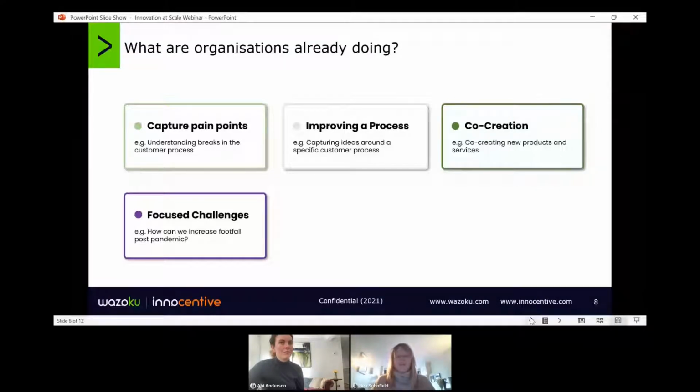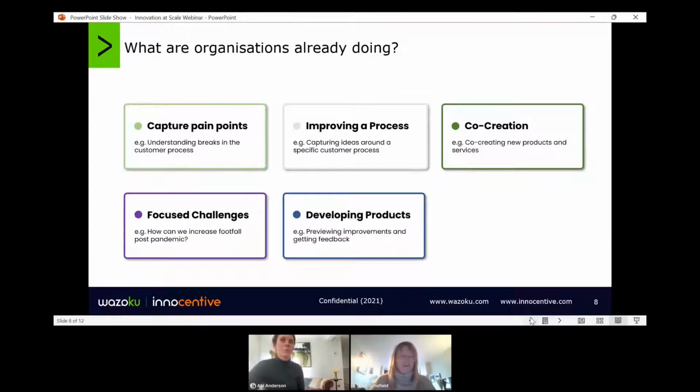So another way is to be able to address focus challenges at specific points in time. So if you had stores, physical stores or not, you might want to, for example, run a challenge around increasing footfall post-pandemic. There will be topics and problem areas that arise, and there's a great way to be able to run a very focused challenge on that versus having the more process improvement and continuous capture of pain points.